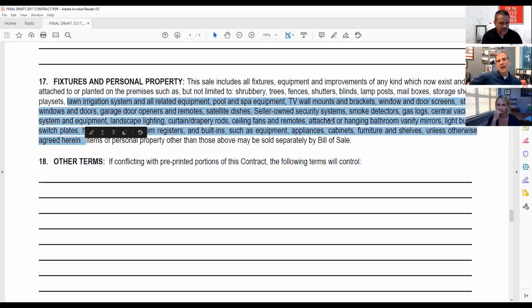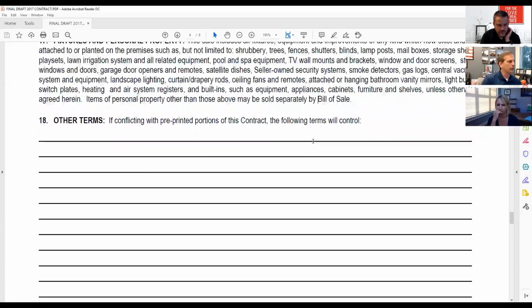The other thing is the Nest thermostats. I think that's a fixture. I don't think it can be removed. But I've had people remove the Nest thermostats and put in the little cheap ones where you push the button or you push the little knob across. So again, put it in the contract if you want it.